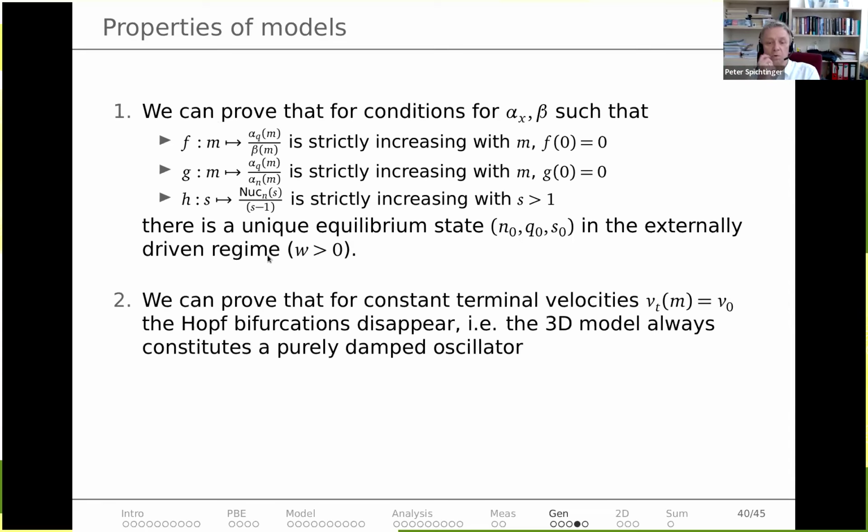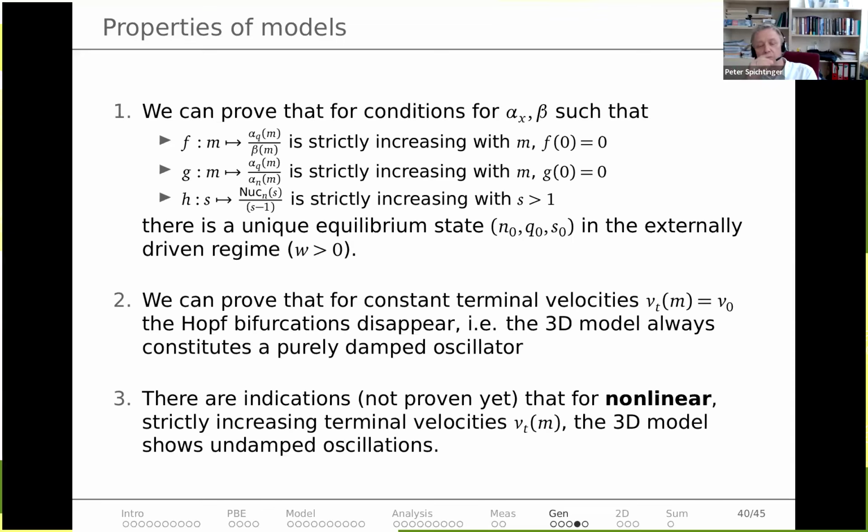On the other hand, you can prove that you lose some properties if you have just a constant terminal velocity. Then you have no oscillation regime anymore. You have just a damped oscillator. And the third one, and this is not really proven yet, but there are some indications that it's good enough if you have just a nonlinear, strictly increasing terminal velocity for the particles, then you will have these oscillations. But this is not sorted out yet.